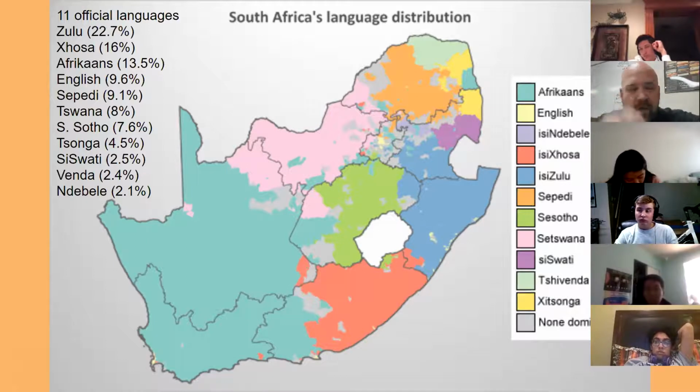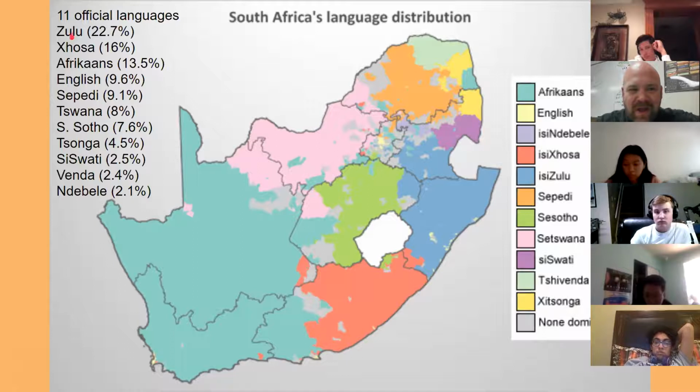All of these languages are the official languages of South Africa. This means that the government has to publish everything in every one of these languages. They have TV channels in all these languages, schools are taught in all these languages, right? It's a pretty challenging thing for the country to deal with all of these languages. There's one language that really stands out here that we need to address, and it's the language called Afrikaans.